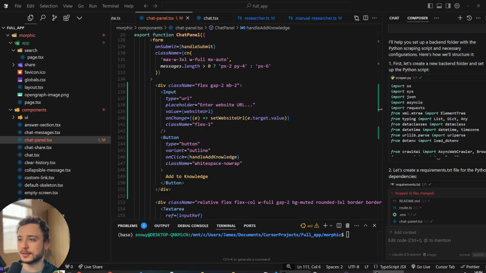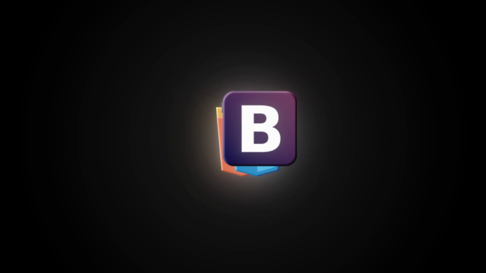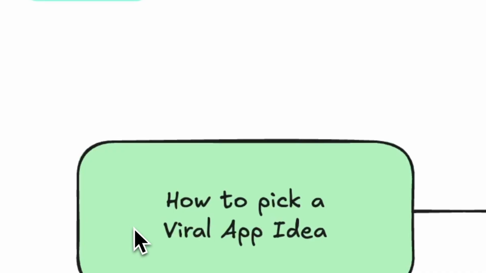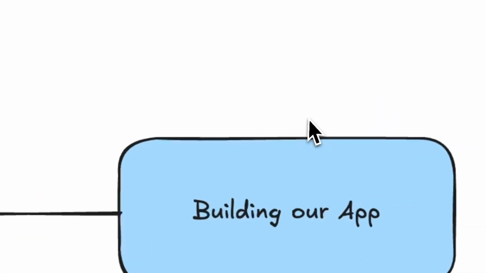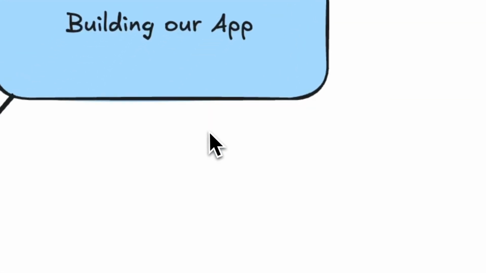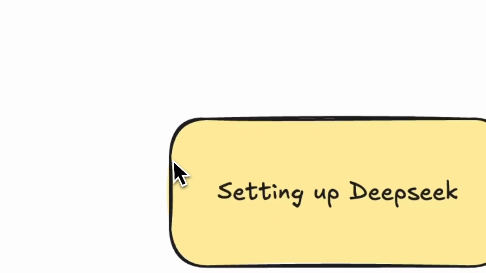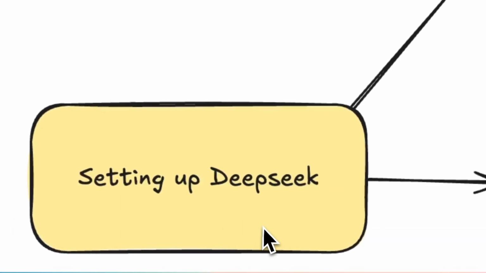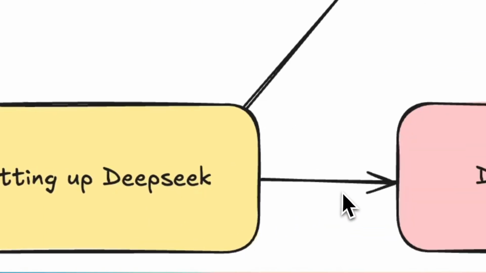Did you know you can build your own web app in just a few hours using AI, even if you have no coding experience? To prove it, let's build it together. First up is, of course, how to pick a viral app idea. Next up, building our app with Cursor, V0, and Vercel, setting up DeepSeek's API as our AI chatbot, and finally, deploying the website to production.